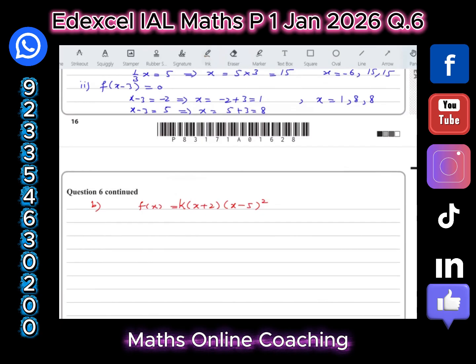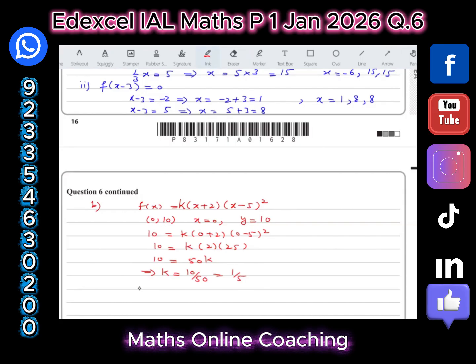Use this point (0, 10). The value of x is 0 and y is 10. f(x) is equal to y, so we put 10 = k times (0 + 2)(0 - 5) whole squared. This is equal to k multiplied by 2 multiplied by 25, which is 50 times k. And the value of k is 10 by 50, which is equal to 1 by 5.